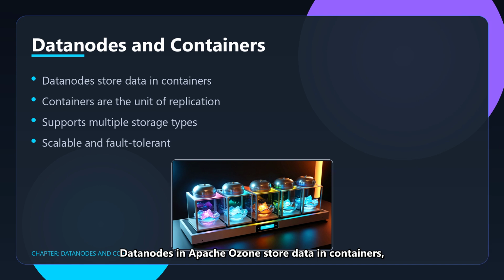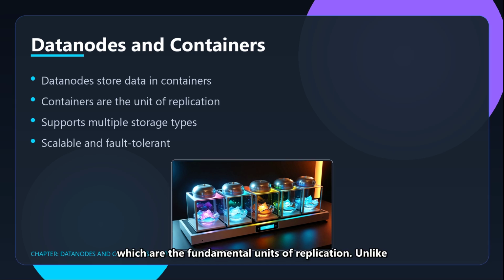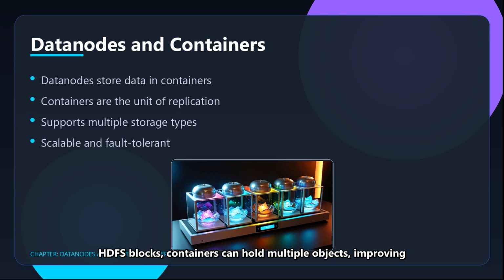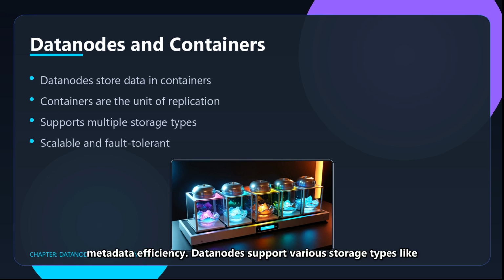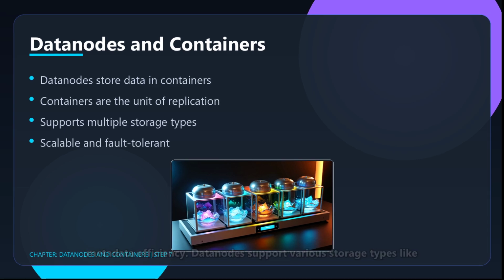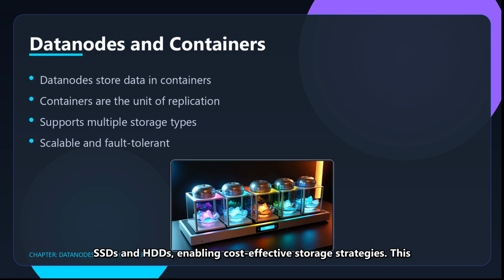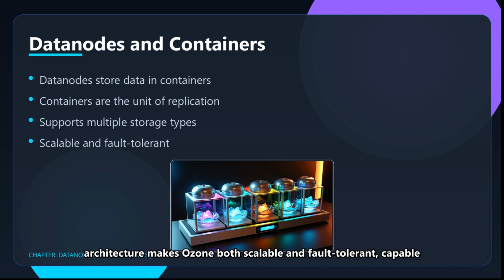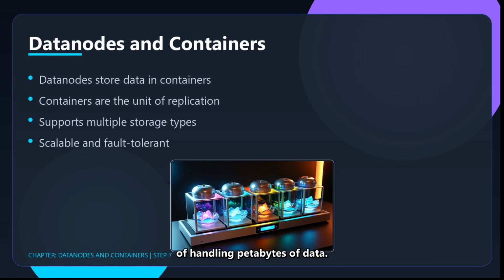Datanodes in Apache Ozone store data in containers, which are the fundamental units of replication. Unlike HDFS blocks, containers can hold multiple objects, improving metadata efficiency. Datanodes support various storage types like SSDs and HDDs, enabling cost-effective storage strategies. This architecture makes Ozone both scalable and fault-tolerant, capable of handling petabytes of data.